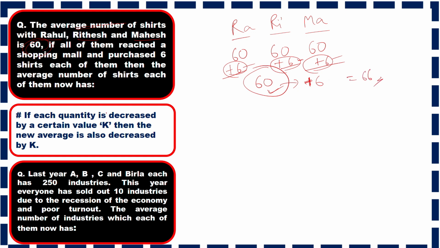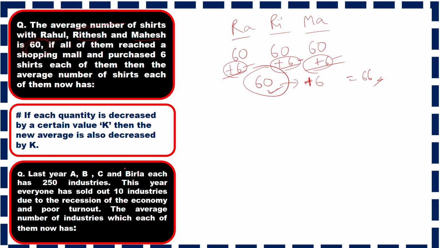The next property of average: if each quantity is decreased by a certain value k, then the new average is also decreased by k. So till now we discussed that if a quantity is increased by k, then the new average will also be increased by k. In this case, if a quantity is decreased by a certain value k, then the new average is also decreased by k. So take this example.